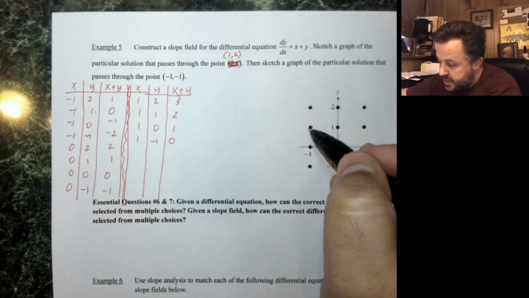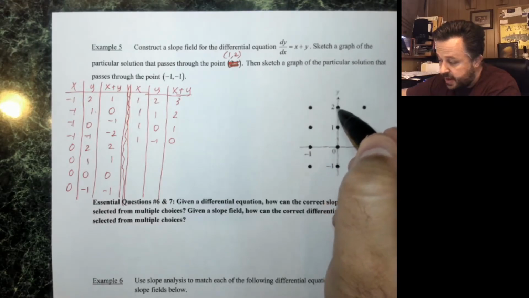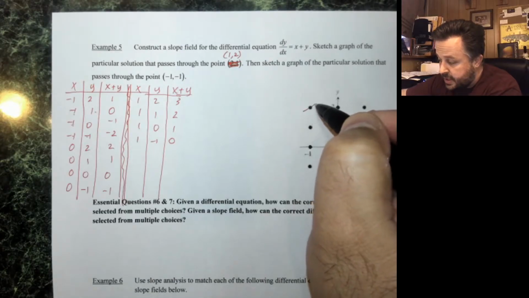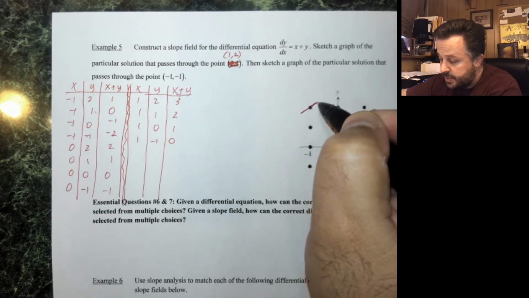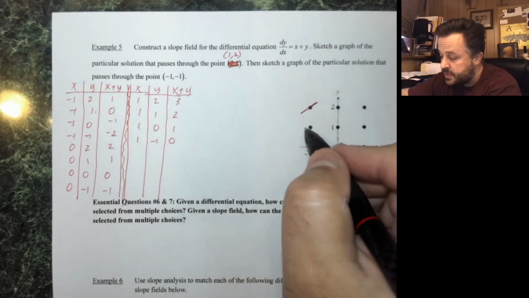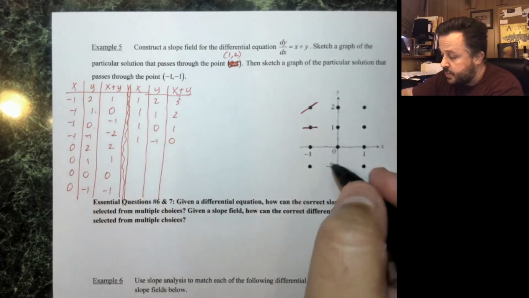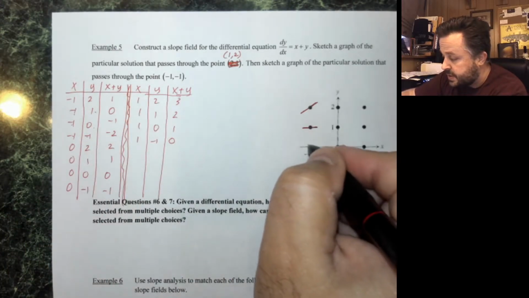So I'm going to use these 2 points here just to get an idea of what a slope of 1 looks like on this graph. And I'm going to go ahead and then just draw this at about the same slope. At negative 1, 1, that's this point, we have a slope of 0. At negative 1, 0, we have a slope of negative 1. So again, that's going to look like this.